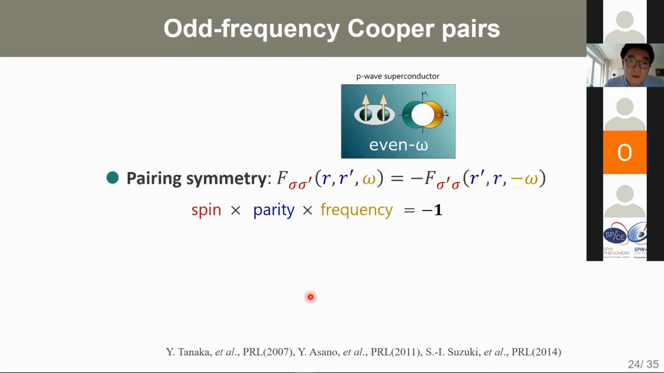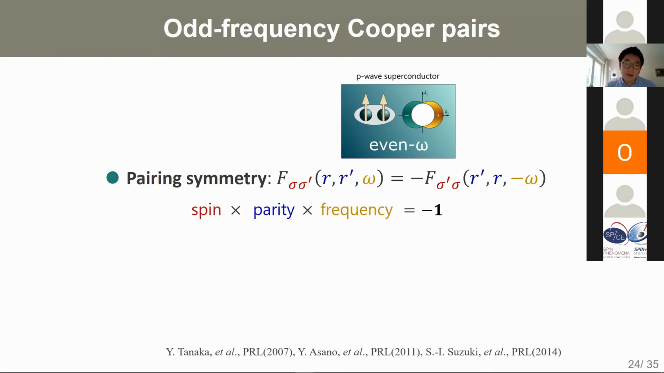Then I want to talk about how odd frequency Cooper pairs are related to the anomalous proximity effect. Before that, I want to briefly review the restriction on the pairing symmetry. The pairing symmetry is characterized by the anomalous part of the Green's function, F, and it contains two spin degrees of freedom, two spatial coordinates, and frequency, reflecting the two electrons forming Cooper pairs. Due to the Fermi-Dirac statistics, it must satisfy this relation. It means we need a minus sign when exchanging the two electrons. In some cases, spin brings the minus sign, or in some cases, parity brings the minus sign, or frequency and so on, but in total we need a minus sign.